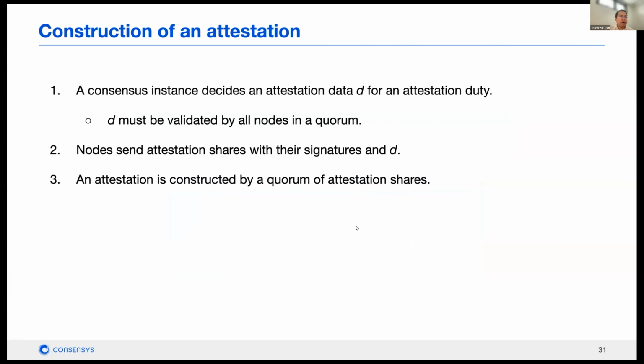Now I want to remind you about the construction of an attestation. Step one is that a consensus instance needs to decide an attestation data for an attestation duty, and the data must be validated by all nodes in some quorum. Second, after knowing attestation data D, nodes need to send attestation shares with their signatures and the value of D. The final step is that an attestation can be constructed from a quorum of attestation shares.